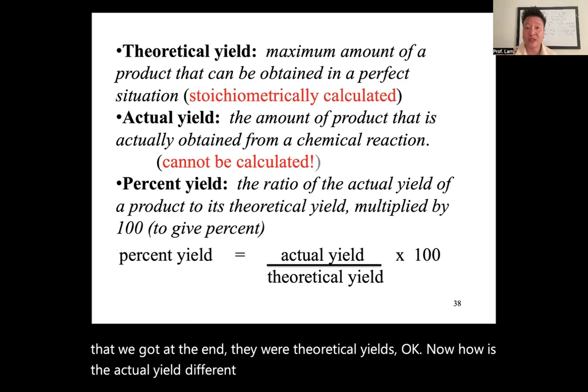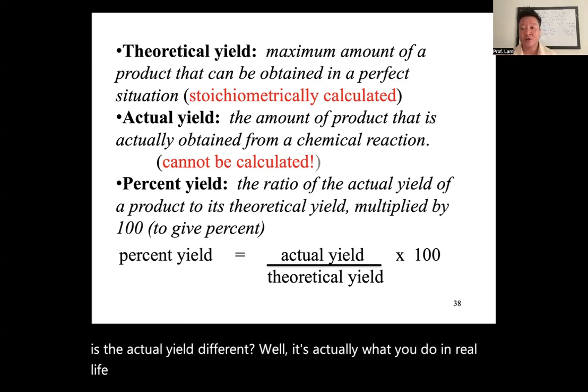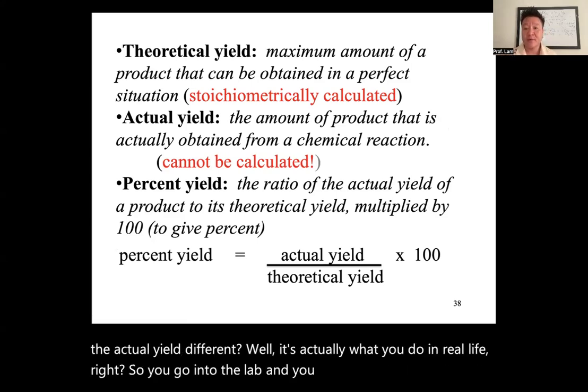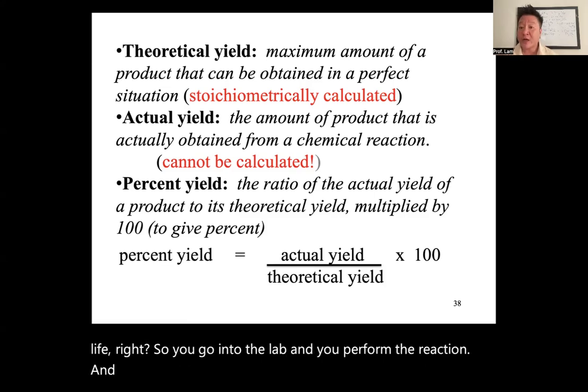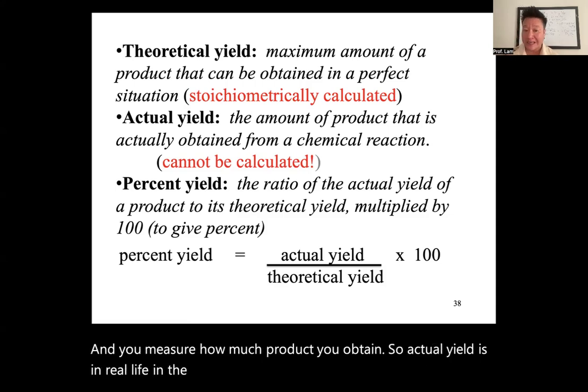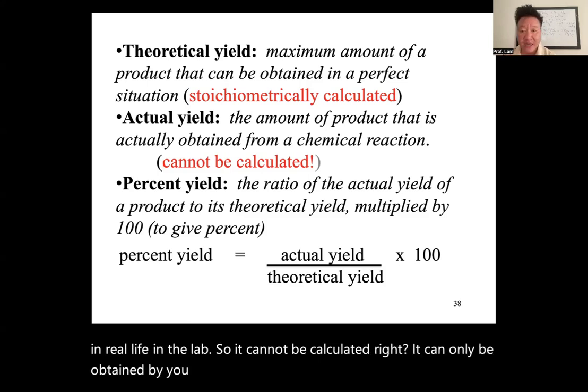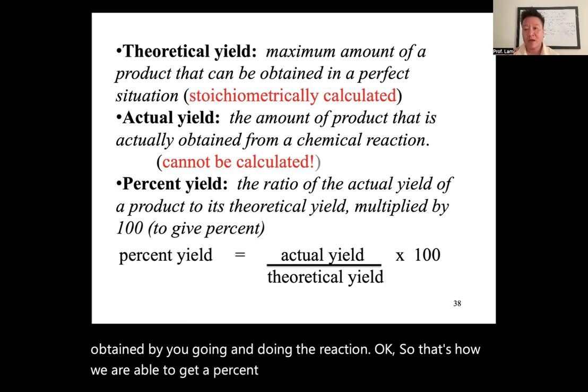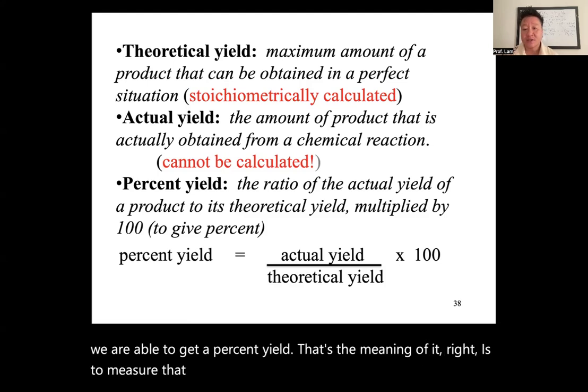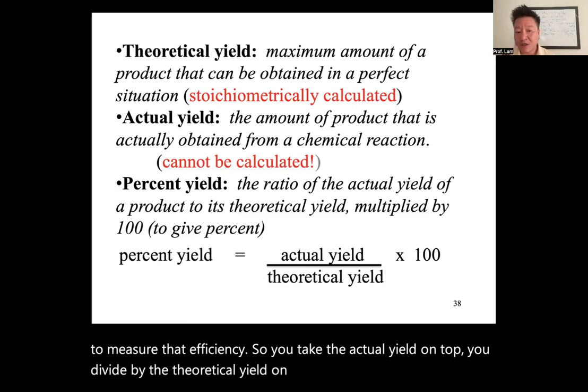Well, it's what you do in real life, right? So you go into the lab and you perform the reaction, and you measure how much product you obtain. So actual yield is in real life in the lab. So it cannot be calculated, right? It can only be obtained by you going and doing the reaction. Okay, so that's how we are able to get a percent yield. That's the meaning of it, to measure that efficiency. So you take the actual yield on top, you divide by the theoretical yield on bottom, times 100%, and that'll give you your percent yield.